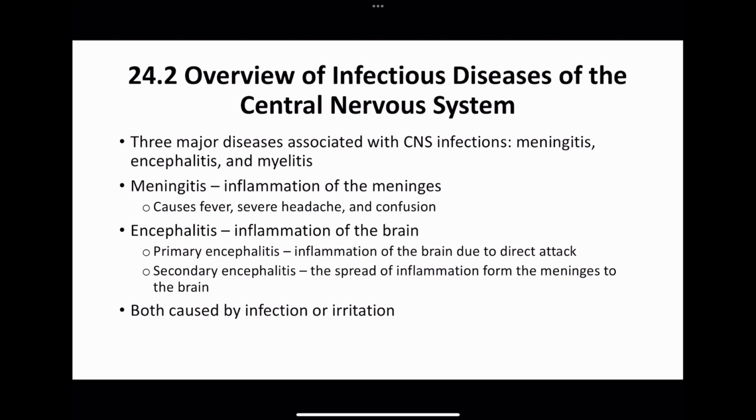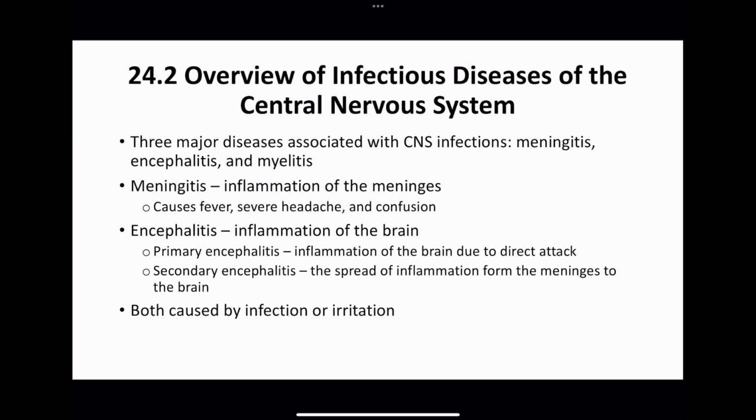Encephalitis is inflammation of the brain and also results from an infection or a reaction to a chemical or biochemical. Encephalitis can be a primary or secondary disease. Primary encephalitis is the result of a direct attack on the brain. Secondary encephalitis is caused when the infection or inflammation spreads from the meninges to the brain. Encephalitis is often caused by viruses and is transmitted through insect bites.